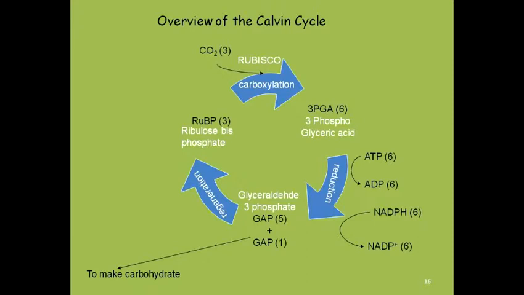These molecules are phosphorylated using ATP and reduced using NADPH to produce 6 molecules of glyceraldehyde 3-phosphate, GAP, which is a triose phosphate. One of these molecules of GAP can be taken to make carbohydrate, and the remaining 5 are recombined to regenerate 3 molecules of ribulose bisphosphate needed for the cycle to continue.